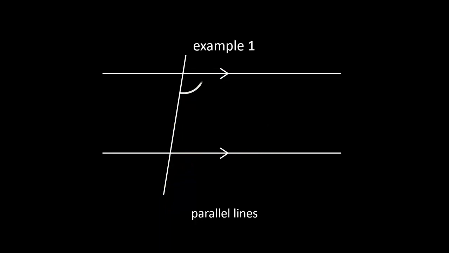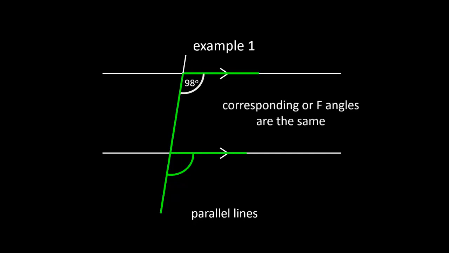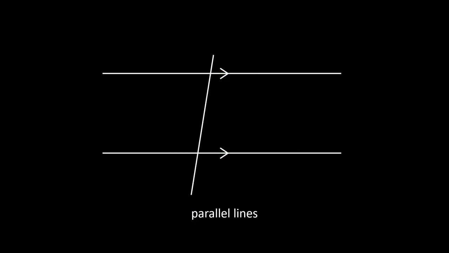So example number 1. If that was 98, then that one down there, because we've got an F, there's our F, look. So that one there is also 98. Okay, so let's have a look at another example, example 2.